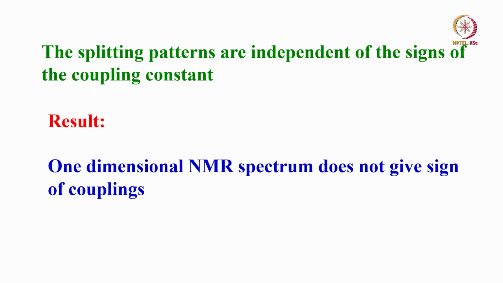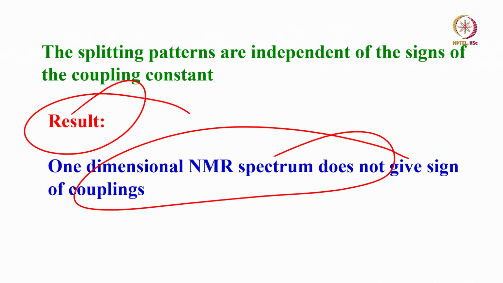Okay. So, splitting patterns are independent of the signs of the coupling constants, that means it does not matter whether the coupling is positive or negative, it does not change the pattern of the spectrum at all. As a consequence, an important point to remember, a one dimensional NMR spectrum does not give the sign of the couplings. You do not know, looking at the spectrum, whether the coupling is positive or negative, that information is not available at all. So, you understood what is active coupling and passive coupling. I think now time is up, I will stop here, I will use some other terms and talk more about the coupling later, but today I am going to stop here.